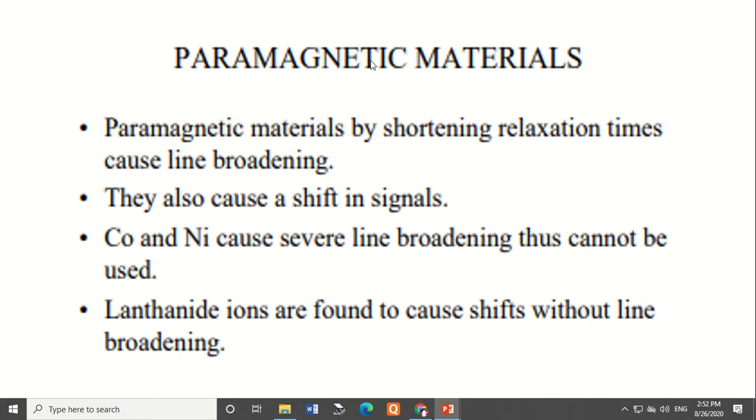Friends, generally paramagnetic materials are used as shift reagents, but not all paramagnetic materials can be used as a shift reagent, because some paramagnetic materials cause line broadening because they have short relaxation time. Therefore, copper, nickel or d block complexes cannot be used as a shift reagent because they give line broadening. But lanthanide ions do not cause line broadening and the shift takes place. Hence, lanthanide ions are more useful as compared to d block ions as shift reagents.